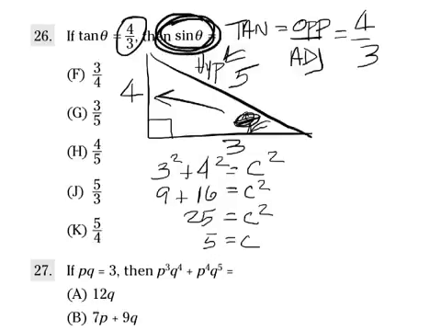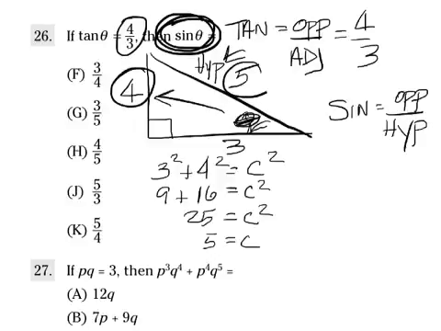Do you remember what sine is in terms of opposite, adjacent, and hypotenuse? Opposite, hypotenuse. Yes, opposite and hypotenuse. So here's the opposite, 4, and there's the hypotenuse, 5. Answer is H.